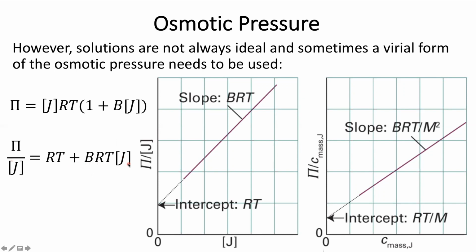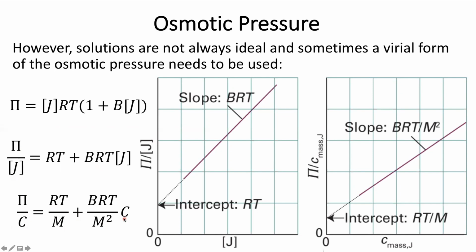So one of the tricks that we can actually do is try and convert our molarity into mass concentration. And when I do this, I'll go ahead and do this on the left side, by essentially having the molecular weight up top. Well, I can divide the right side by molecular weight, and I get RT over the molecular weight plus BRT over molecular weight squared times concentration.